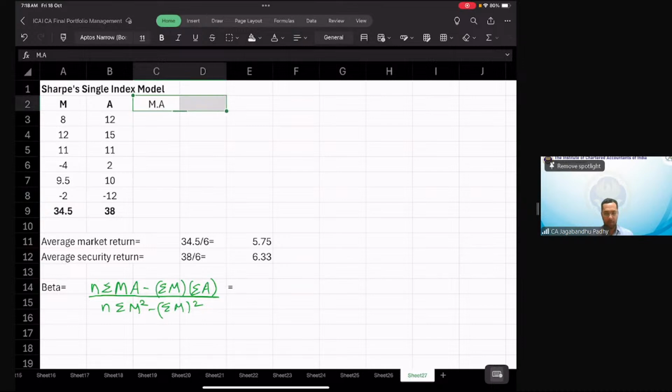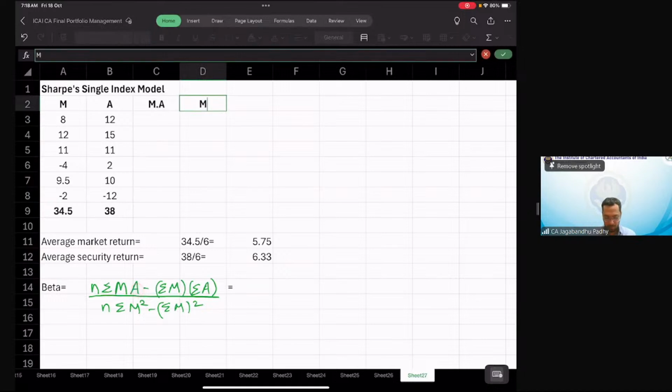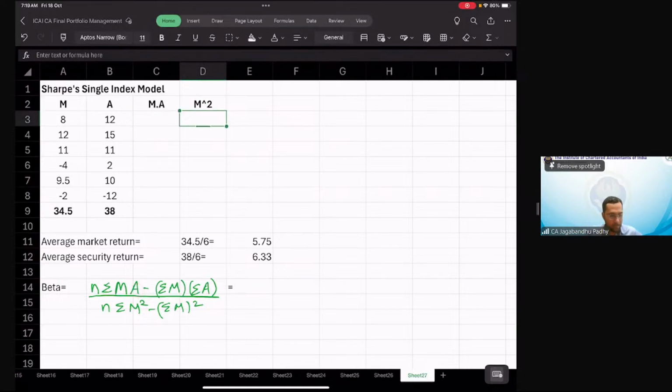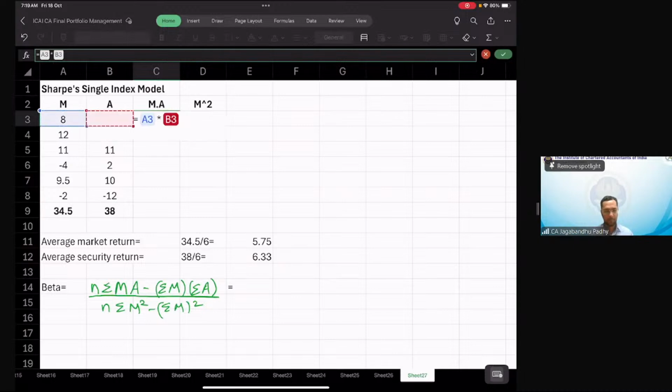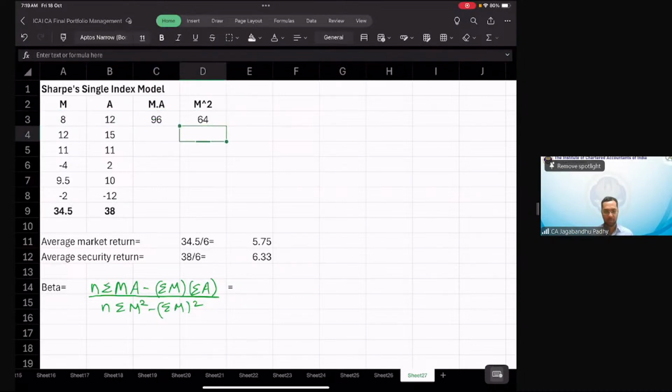Okay, then we also need summation m square. So we'll need m square. Right, so let's compute the values, m into a and also m square. So we take a total of this.